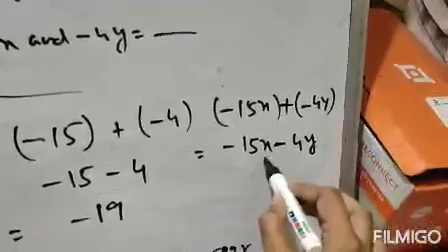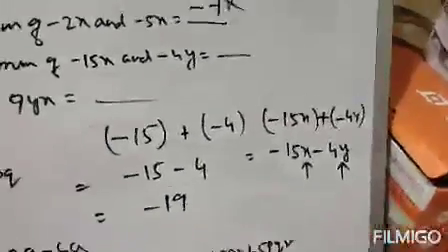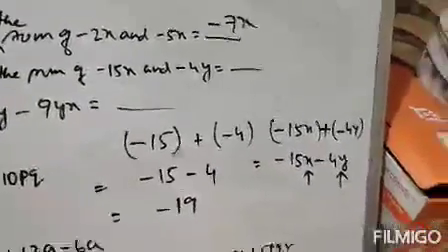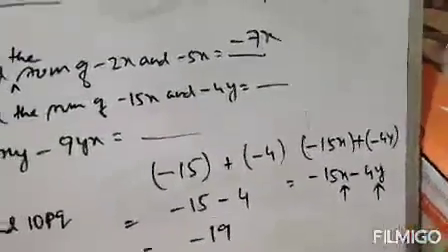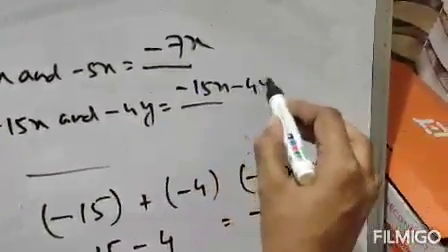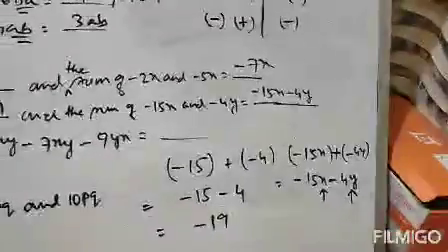Now see here coefficient is x, here coefficient is y. That means both the coefficients are different. That means we cannot add and we cannot subtract because these are unlike terms. Clear? So we will write as it is. That means minus 15x minus 4y. This is the answer. Minus 15x minus 4y. Clear?